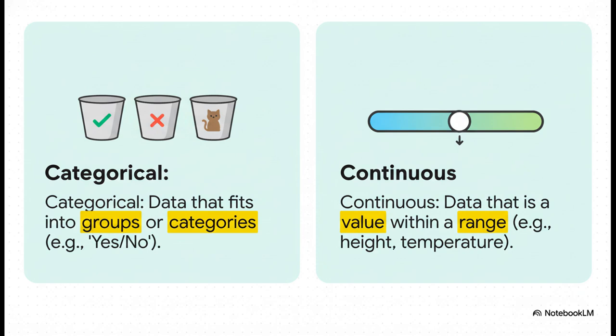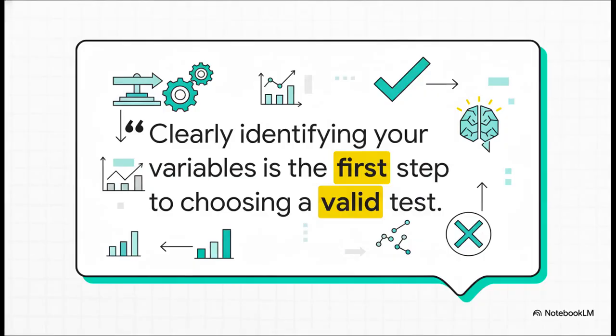Next up, you've got to ask, are my variables categorical? Meaning, do they fit into neat little buckets like yes or no, cat or dog? Or are they continuous, things that exist on a spectrum like height, weight, or temperature? This distinction is absolutely fundamental for what comes next. So why does all this matter? I mean, really. It's because getting your variables straight right at the beginning isn't just some boring textbook exercise. It is the foundation that stops you from accidentally picking a test that gives you results that are completely meaningless, or even worse, just flat out wrong.